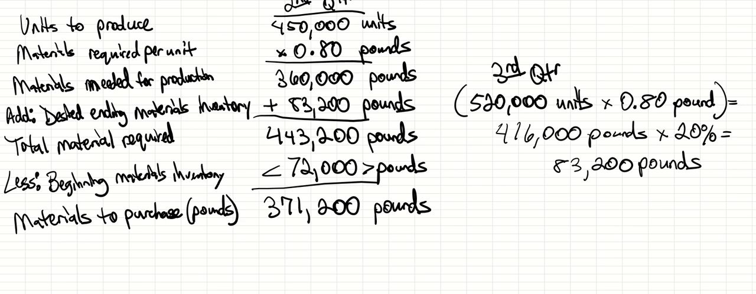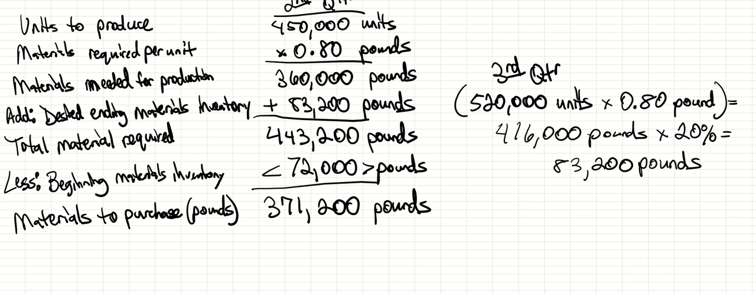So the materials required are 443,200. That's what is required for them to have. But they already have 72,000 in their inventory account for direct materials. So what is needed to be purchased is 371,200, by subtracting out what's already in inventory from what is required for production.